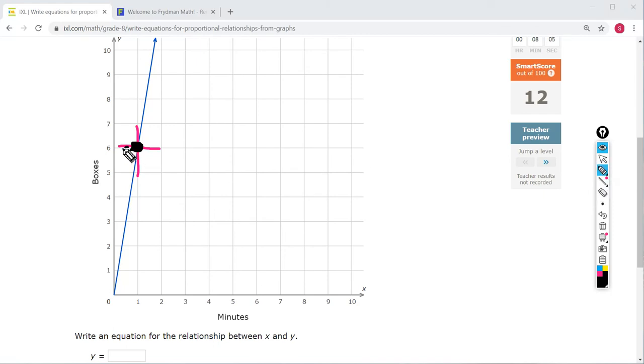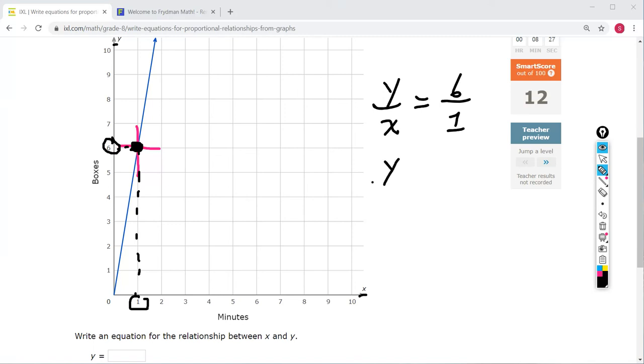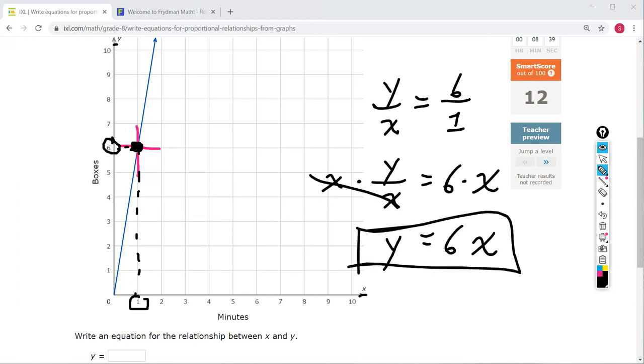And now we'll just look at what the y-coordinate is. That's a 6, and the x-coordinate is a 1. So we can say y over x equals 6 over 1. 6 divided by 1 is just 6. So we have y over x equals 6. And then we'll multiply both sides by x, and that cancels, and we get y equals 6x. That's it.